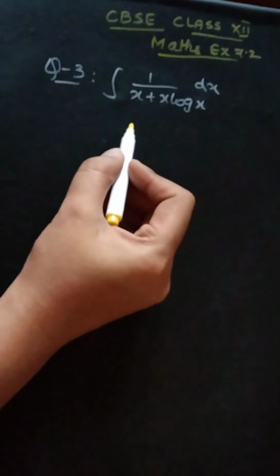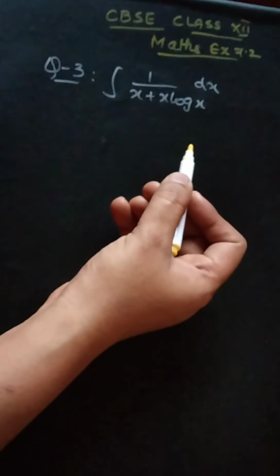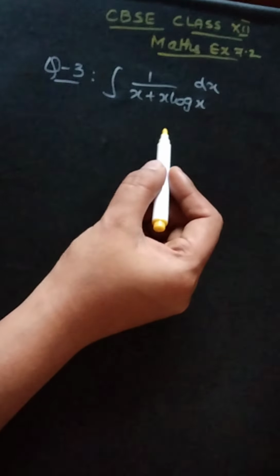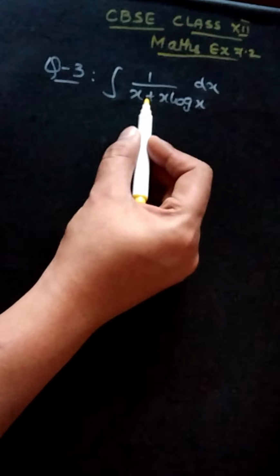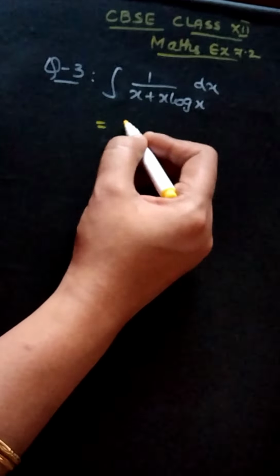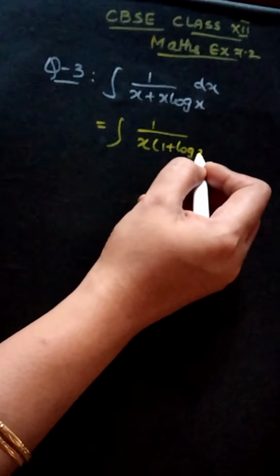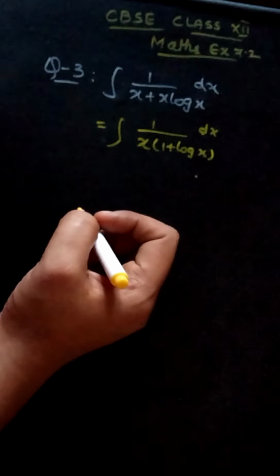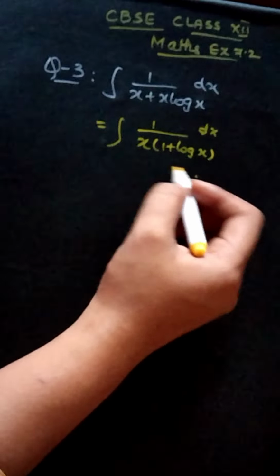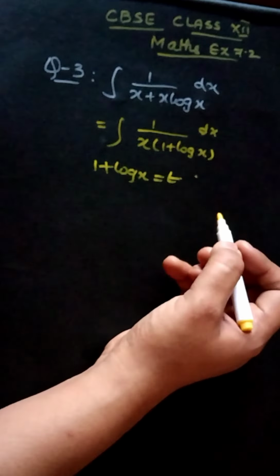Question number 3, integral 1 by x plus x log x dx. In this question, before integrating, try to simplify the terms. Okay, because here we have x in both the terms. Try to take x as common. That will be 1 plus log x. Now we take one term as t. As usual, we take the log x term as t. So 1 plus log x as t.